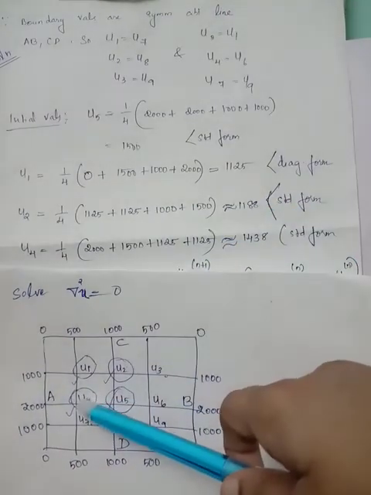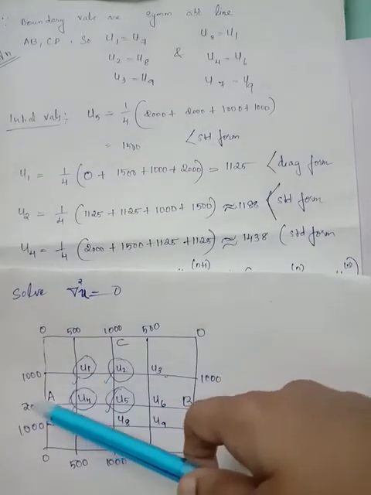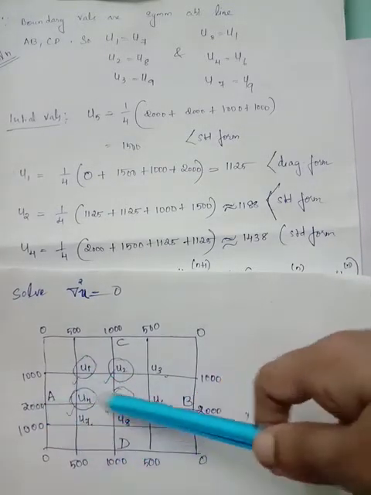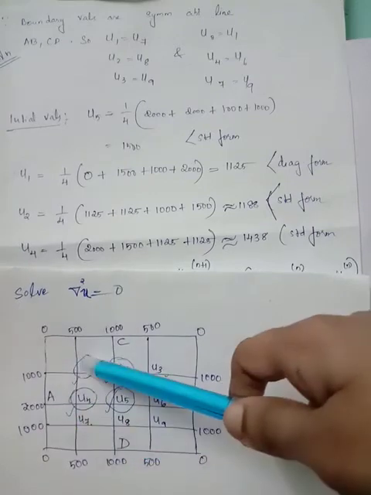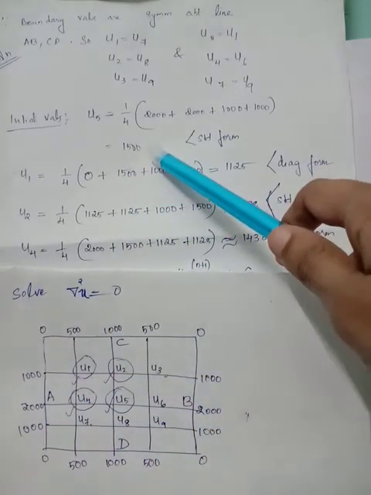To obtain u4, again we can make use of the standard formula because we know the endpoints of the plus sign. u1 is known, u7 is the same as u1, 2000 is fixed, and u5 is already calculated in this iteration.